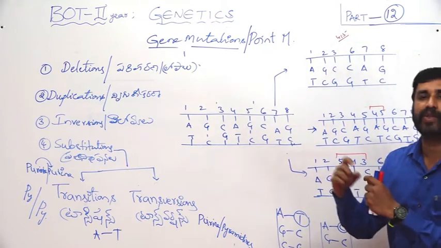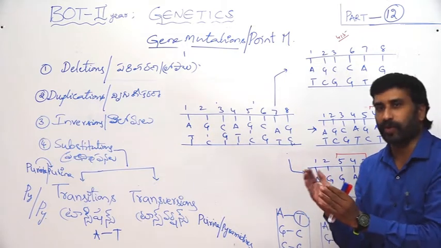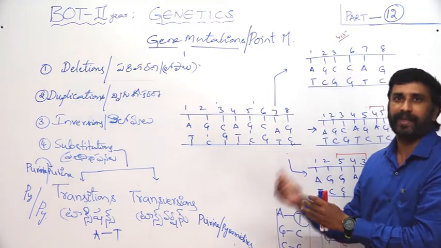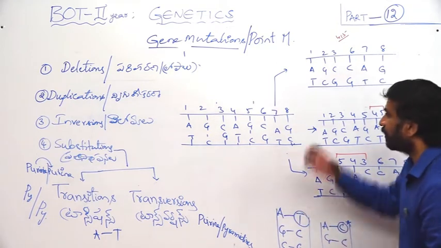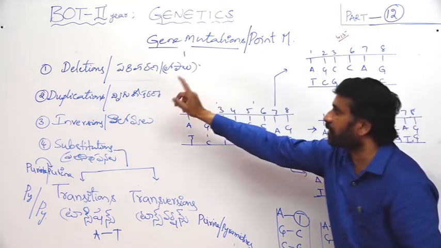The loss of certain nucleotides, one or two or more, the loss of one nucleotide pair or two nucleotide pairs or more than two nucleotide pairs in a gene will cause a mutation, and that mutation is known as deletion.